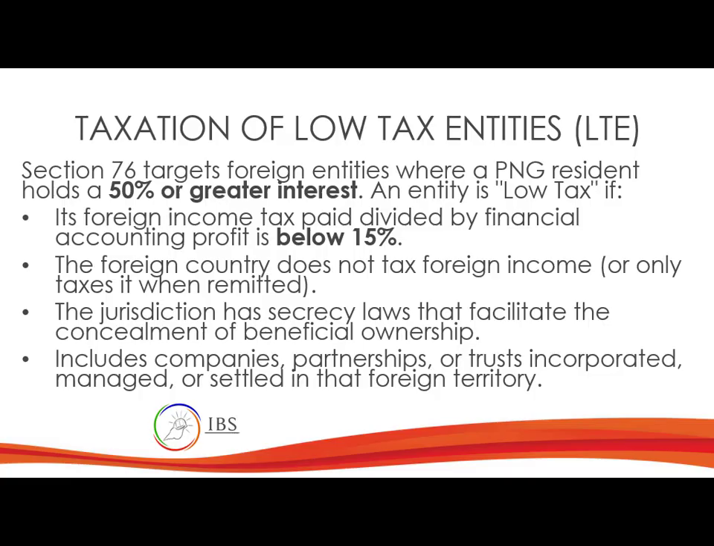Okay. What else? So low entity: at 15% or below, that country will be classified as a low tax entity, or the company will be classified as a low tax entity. The foreign country does not tax foreign income, or it says here, only taxes when remitted. The jurisdiction has secrecy laws that facilitate the concealment of beneficial ownership. Oh, okay.